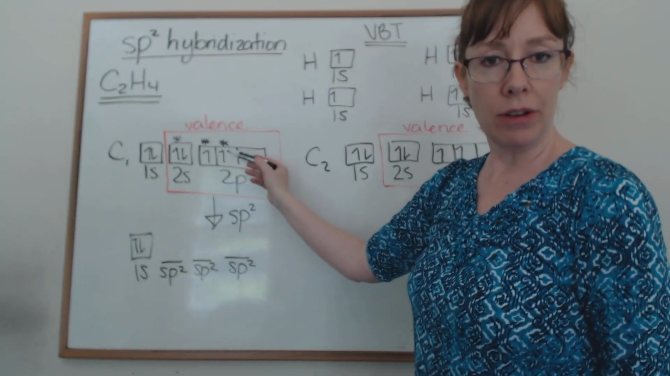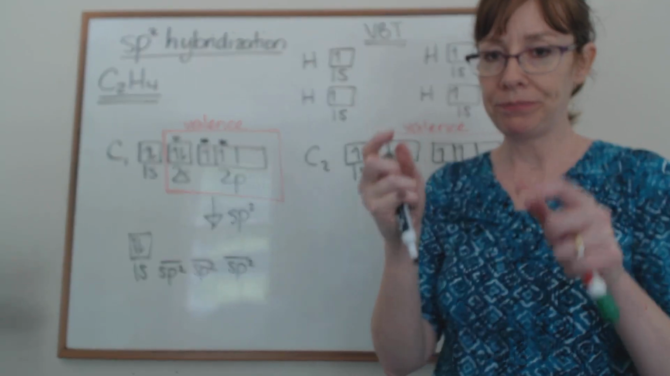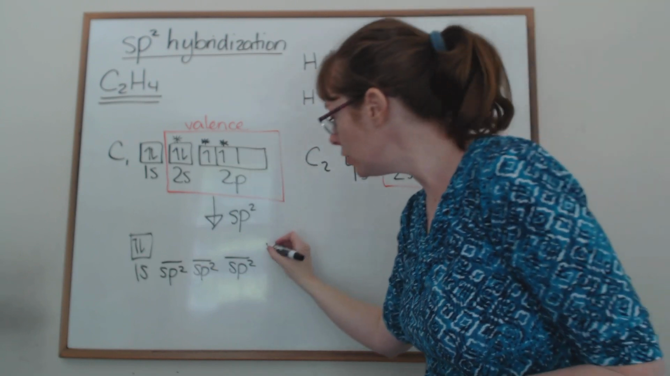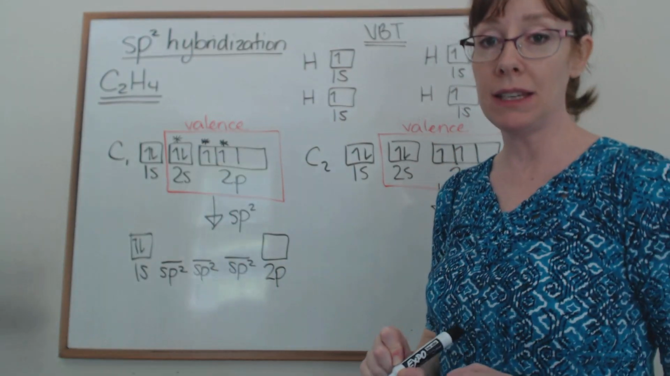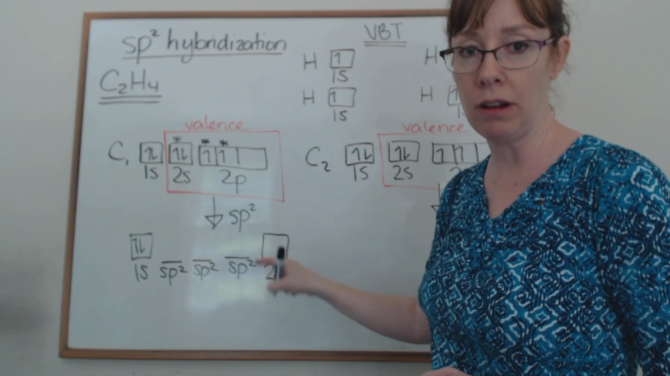These 3 got mixed together, and you got 3 that came out that are like Huey, Dewey, and Louie, all the same. Who didn't get mixed? This is the big thing. That last 2p orbital, that standard orbital, never got mixed together. He still exists. He didn't get thrown into your blender.